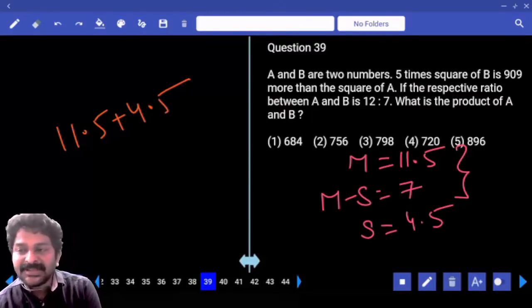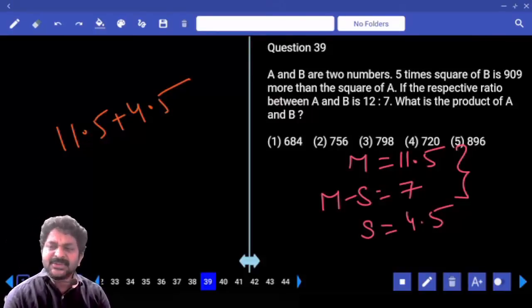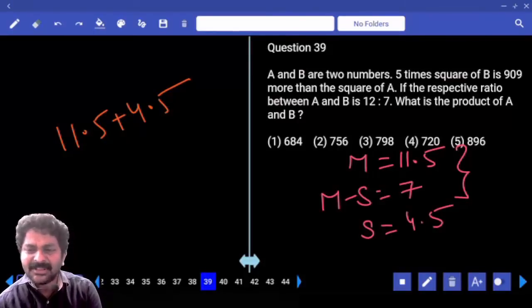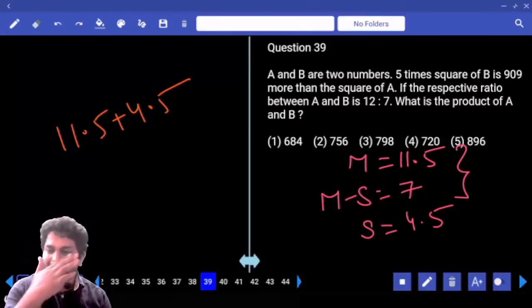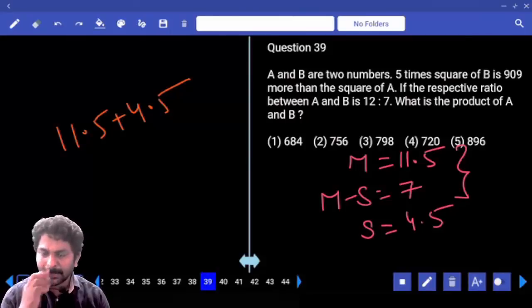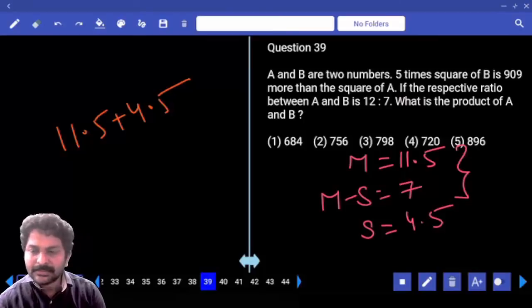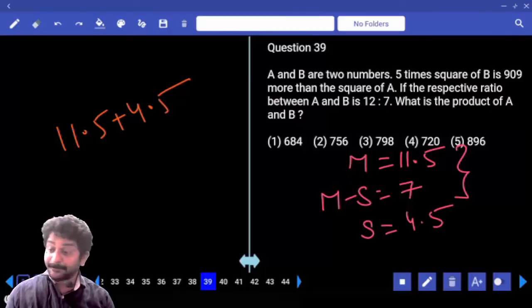A and B are two numbers. 5 times the square of B is 909 more than the square of A. If the respective ratio between A and B is 12:7, what is the product of A and B? 7 multiple, 3 multiple. Multiple options are possible. 28. Multiple options are there.